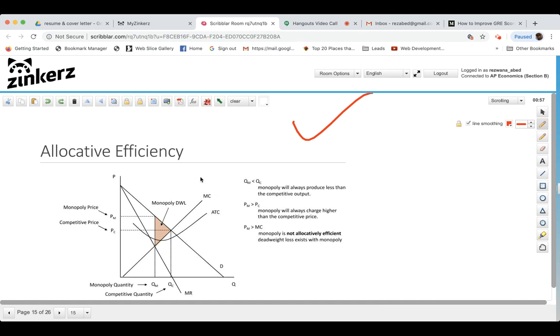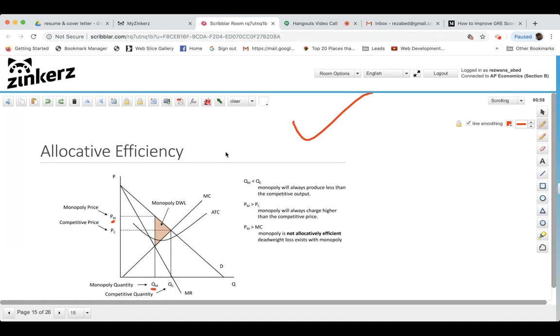But the idea here is that where marginal revenue is equal to marginal cost, this is the quantity that the monopoly is going to produce. And then from this quantity, they're going to take it all the way up to their demand curve and find the highest willingness to pay for this quantity. And this is the price that they're going to charge. So the monopoly's price is PM and their quantity is QM.